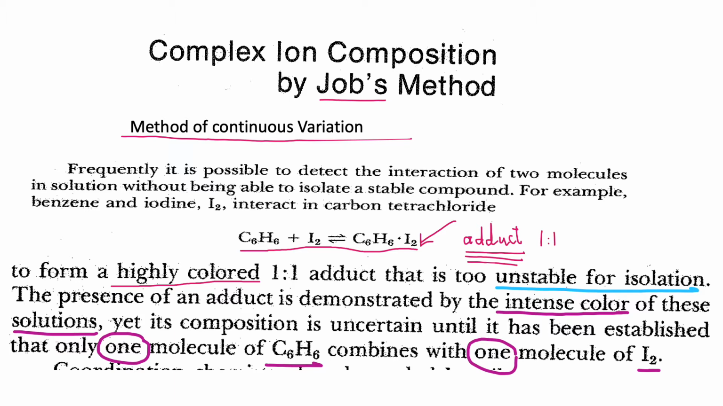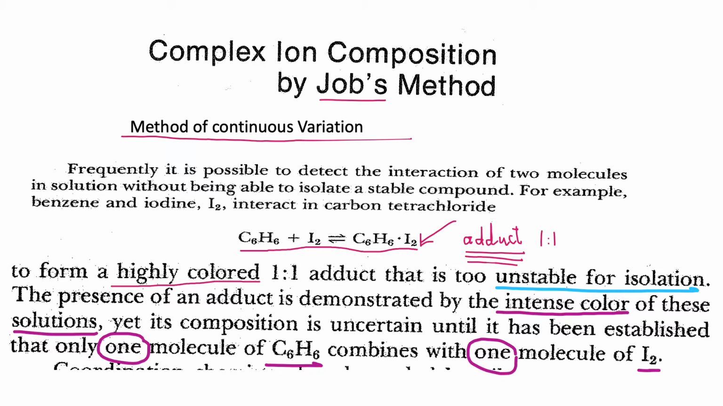This experiment is the Jobs method, or it's called the complex ion composition in solution. It means the metal to ligand ratio, and it actually relies on the continuous variation of concentrations in solution. That's why the real name of the experiment is the method of continuous variation, and Jobs is the name of the scientist who first started the method.